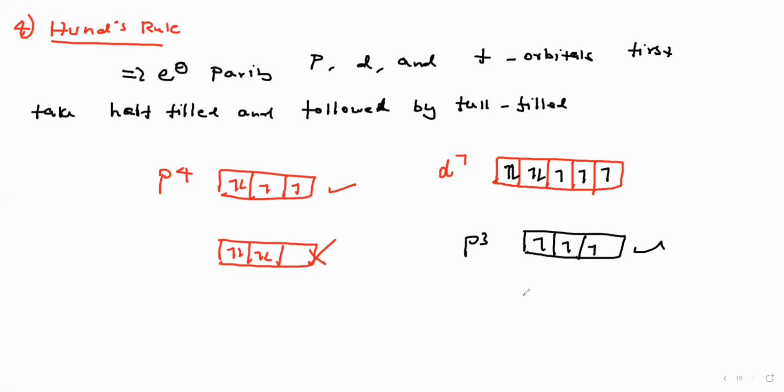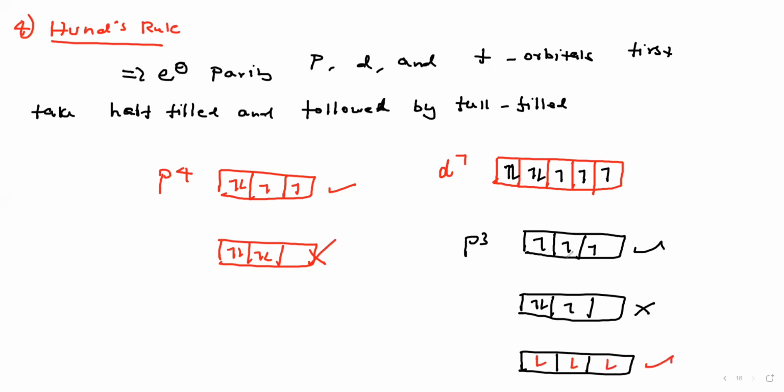Tell me, is this correct or wrong? This is wrong. Is this correct or wrong? This is also correct. Either three electrons with up spin or three electrons with down spin is allowed. This is not allowed: for example, I put one electron up spin and the remaining two electrons down spin. This is not allowed. First you have to half-fill the electrons, then go for the full fill. This is a one-shot video of atomic structure.